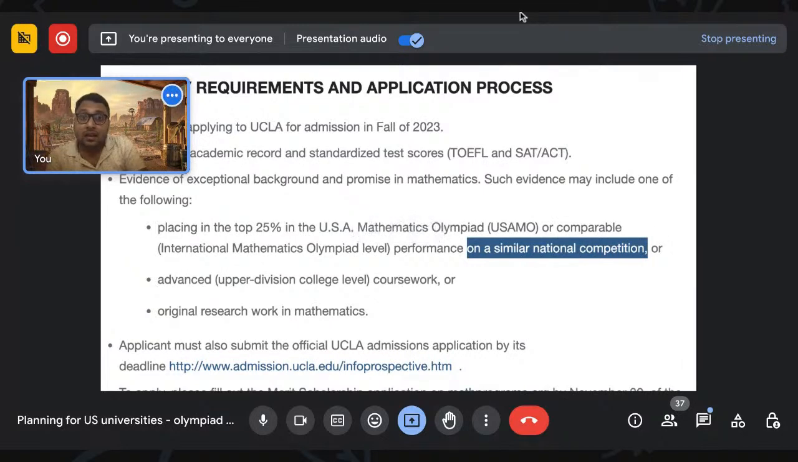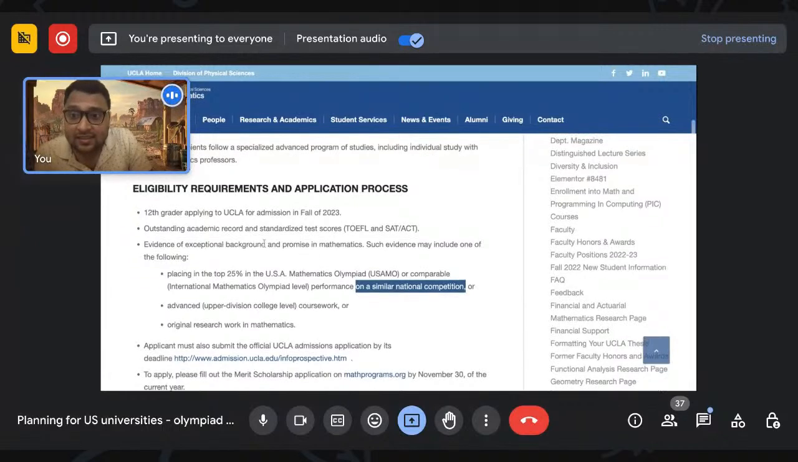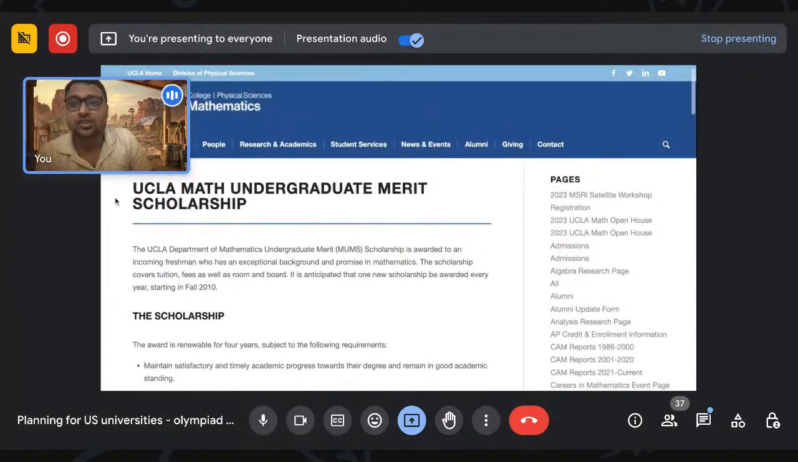So coming back to this, the UCLA, this is the example of one of the scholarships that I am talking about. This is an excellent one. I mean, this explicitly mentions that everything will be covered if you qualify for this. I'll give you another example. This is not in US.